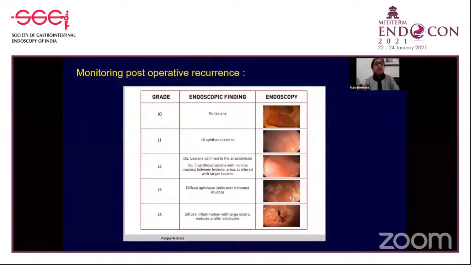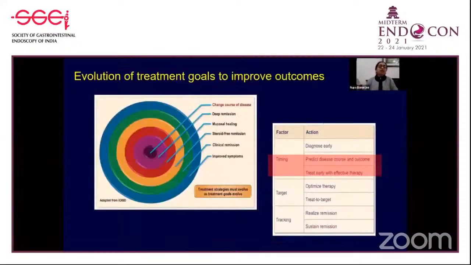Monitoring post-operative recurrence. We do a surgery for Crohn's disease. We start treatment to prevent post-operative recurrence. But we cannot wait for another stricture to develop, another surgery. So we need to check. And there again, it is endoscopy in IBD, the famous Rutgeerts score: i0, i1 with less than 5 aphthous lesions, i2 with more, diffuse aphthous ileitis, and of course, large ulcers, i4.